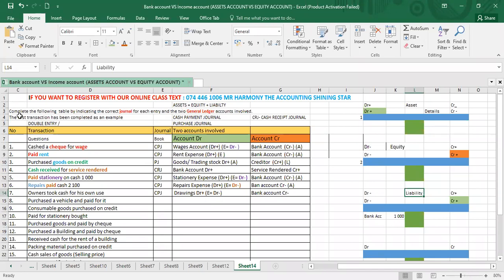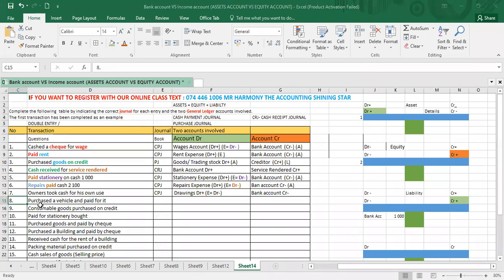Powerful. Right. Let us read the first transaction so that we can do question number 8, or transaction number 8. Complete the following table by indicating the correct journal for each entry and the 2 general ledger accounts involved. The first transaction has been completed as an example. Remember, we have actually dealt with it last night. So for those who did manage to attend last night, let us just move to transaction number 8. Now, transaction number 8 stands as follows.